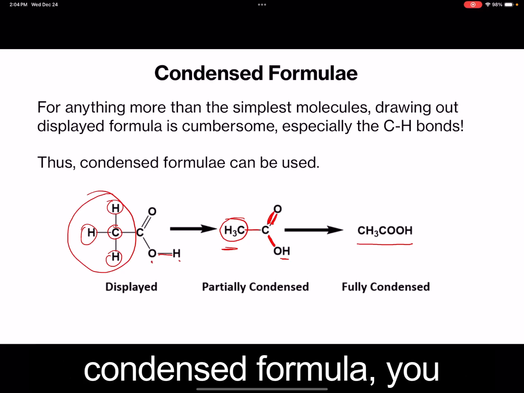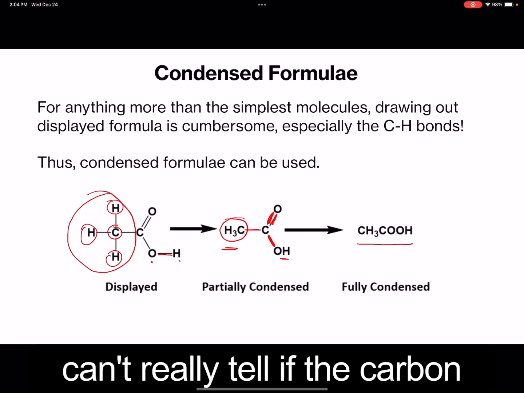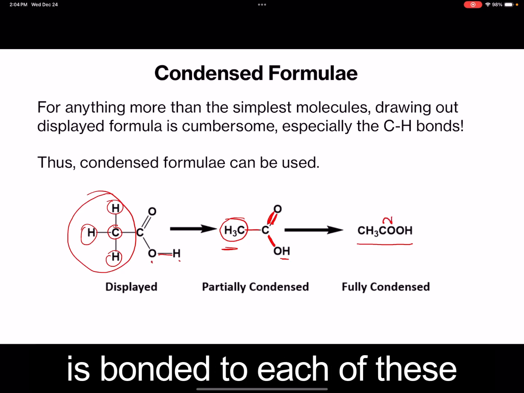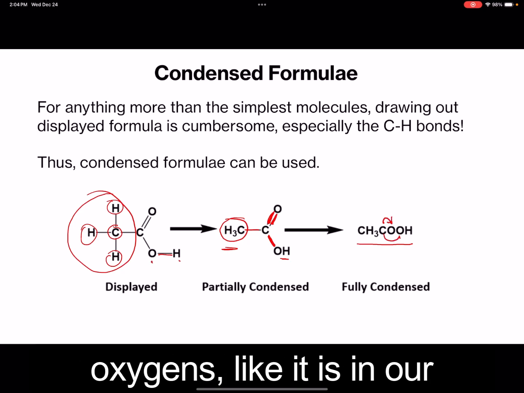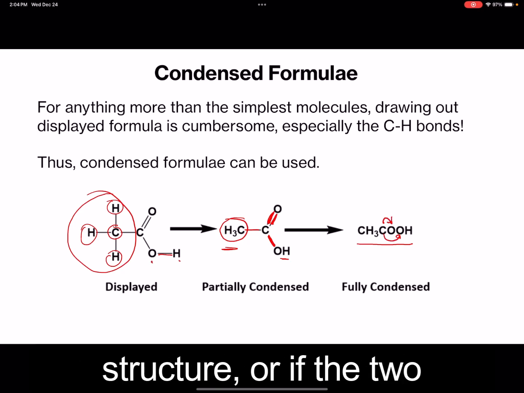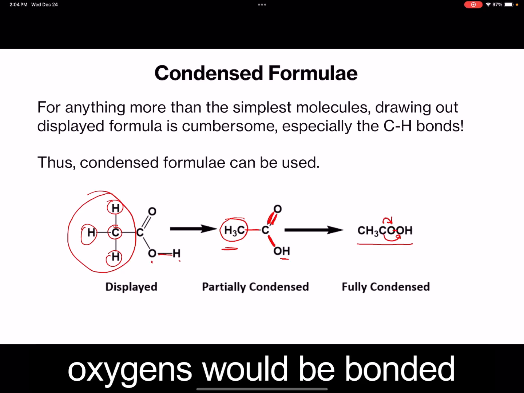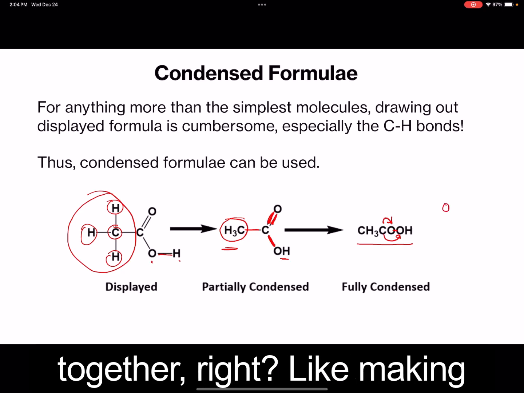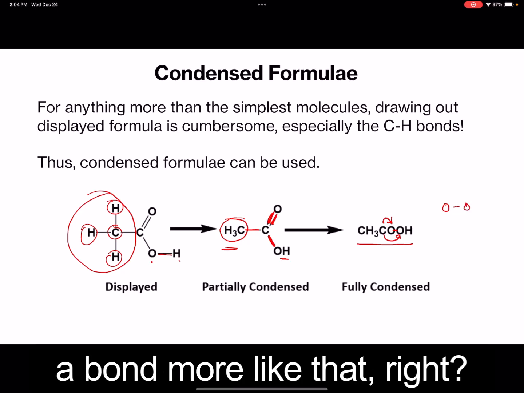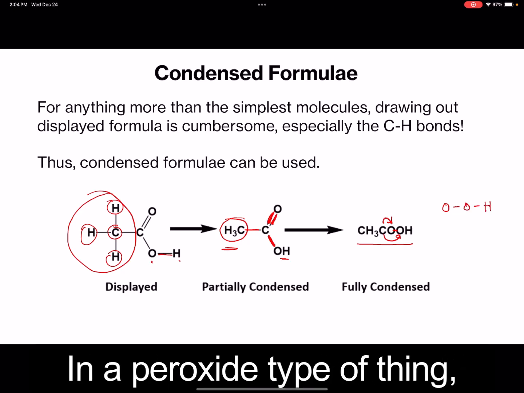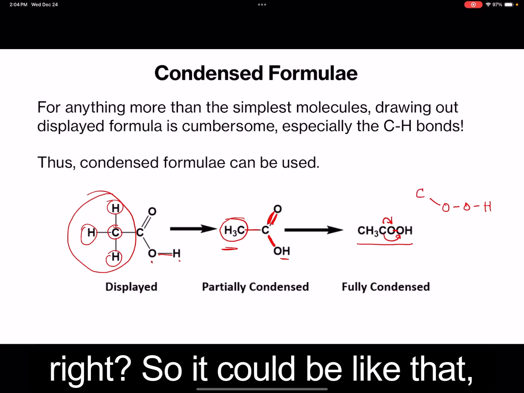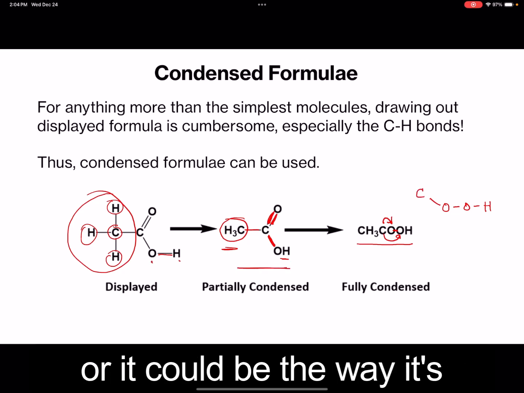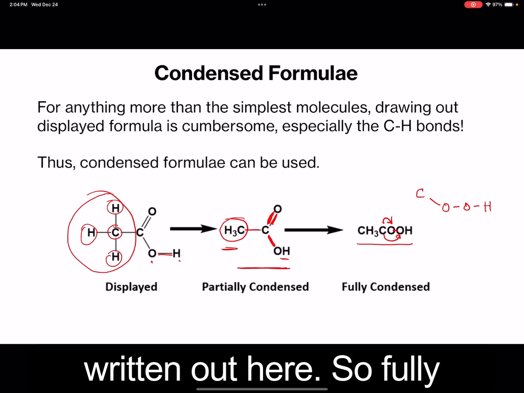But here in this condensed formula, you can't really tell if the carbon is bonded to each of these oxygens, like it is in our partially condensed structure, or if the 2 oxygens would be bonded together, making a bond more like that, in a peroxide type of thing. So it could be like that, or it could be the way it's written out here.